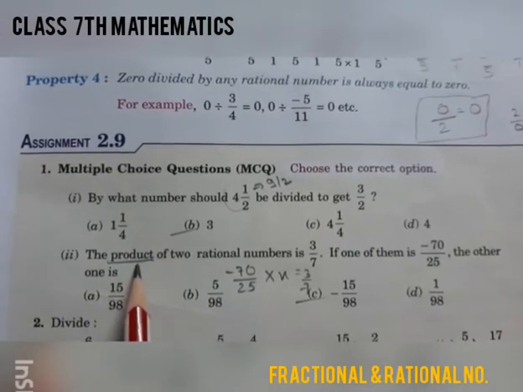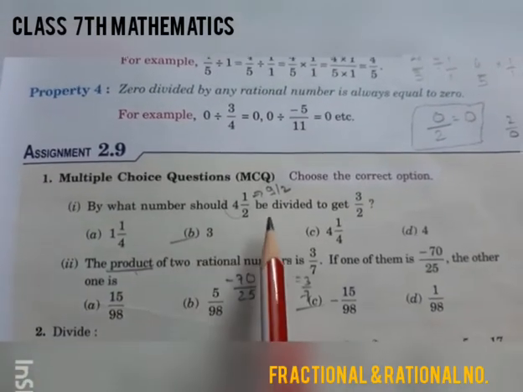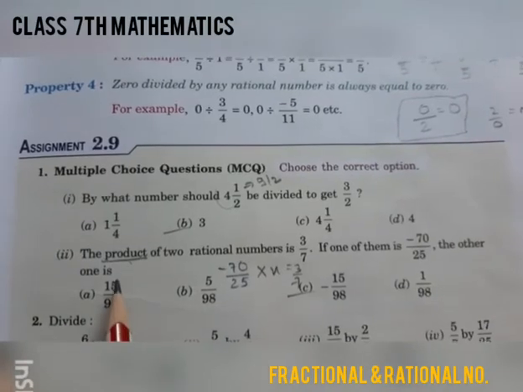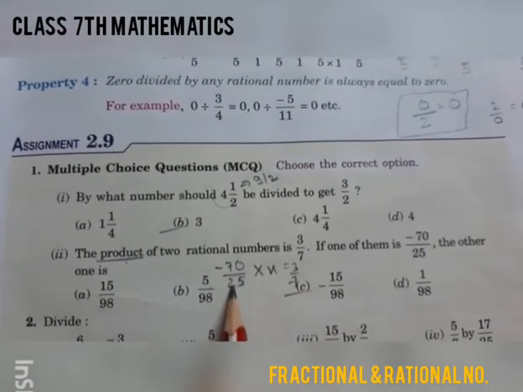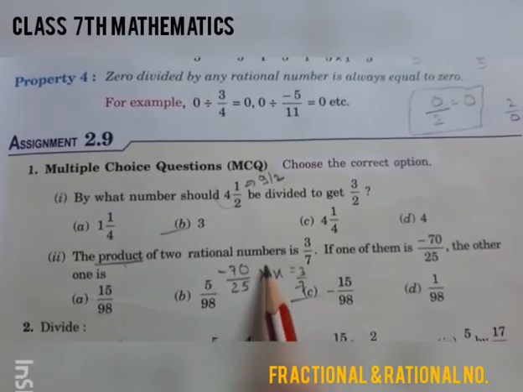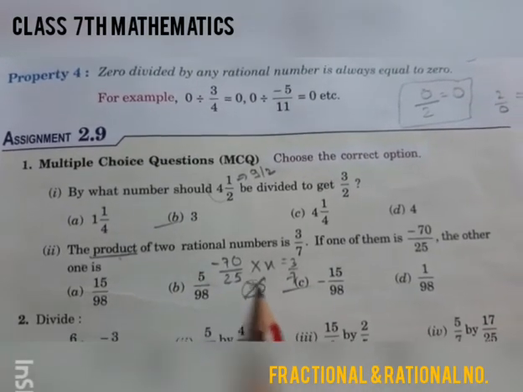Product means what? Multiplication. Here earlier we had to do division, but here it is directly given that the product of two numbers is this. If the first number is this, then what is the second number? So don't put here the sign of division. No, this will be wrong.